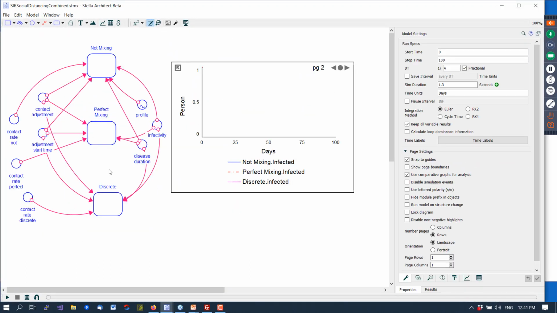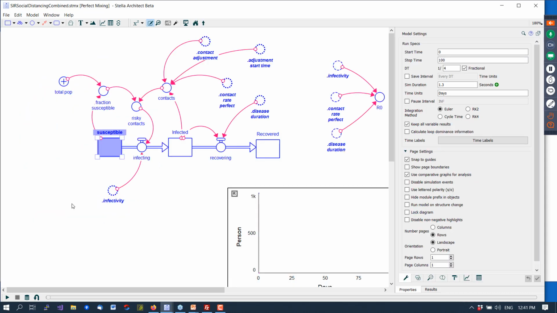What this actually is, is 3 copies of the model we've just worked on. The model we just worked on was this one. We have susceptible, infected, recovered. We have a total population. We have infectivity that's coming in from modules. For those of you who are not familiar with modules, it's just a way of organizing content in models so that you don't have to have everything on one big page. But this is really the model that we've been working with.